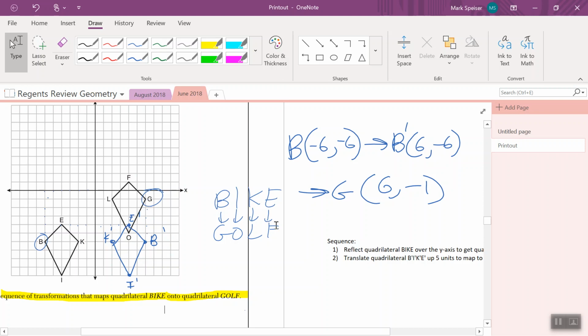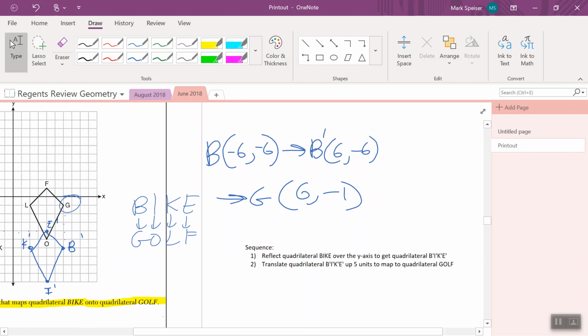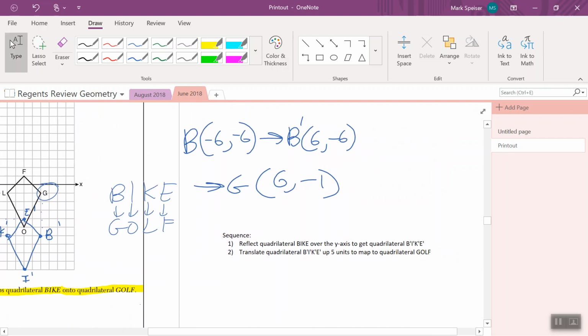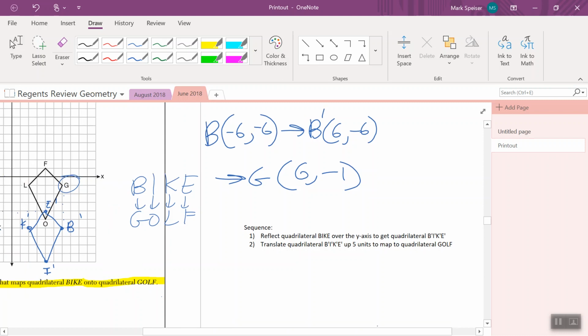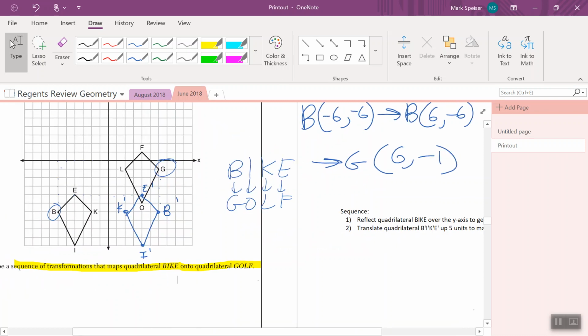So our sequence is as follows: reflect quadrilateral BIKE over the x-axis to get quadrilateral B prime, I prime, K prime, E prime. Translate quadrilateral B prime, I prime, K prime, E prime up 5 units to map to quadrilateral GOLF. Remember that it must be a reflection because B matches with G, and B and G are on opposite sides of the quadrilateral.